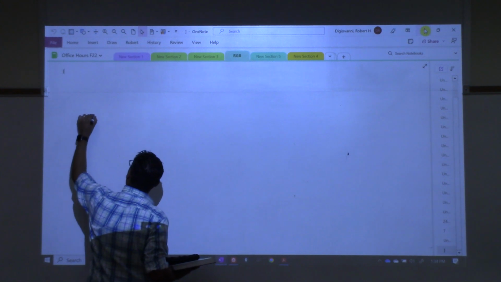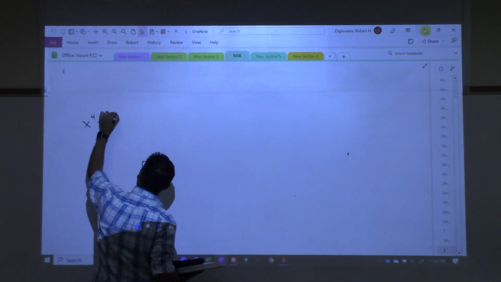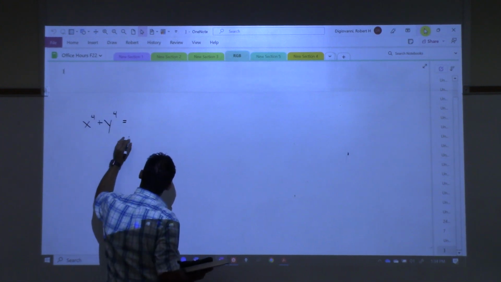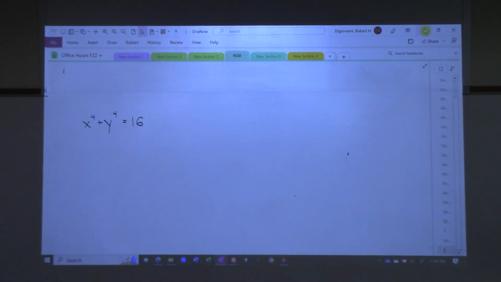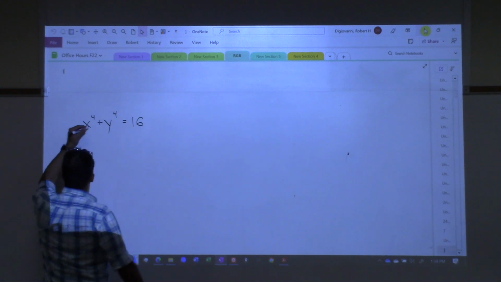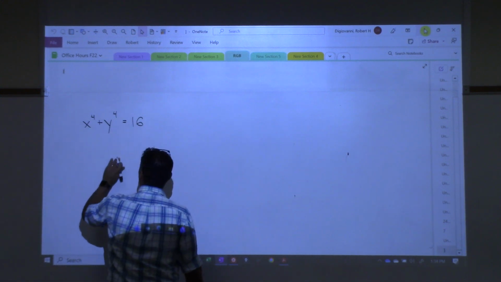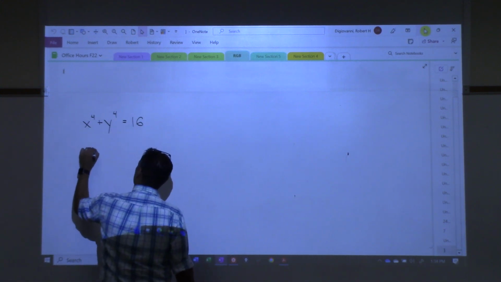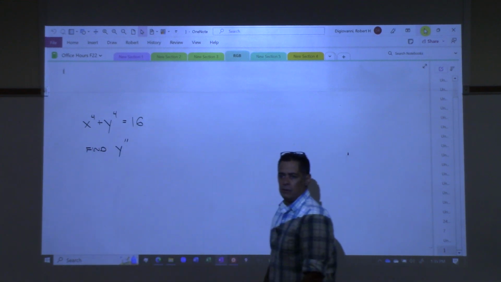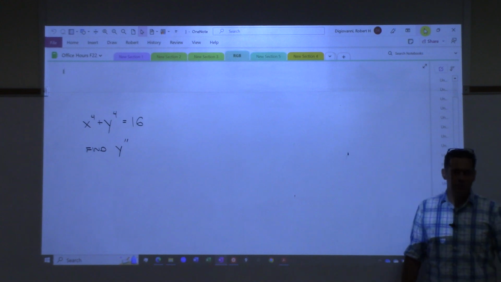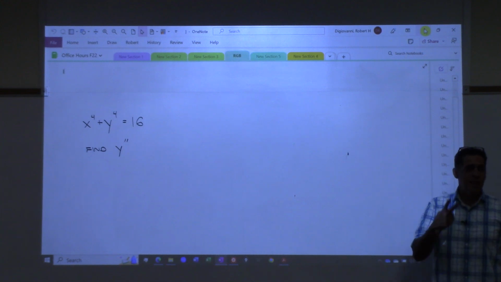X to the 4th plus y to the 4th equals 16. Which number is this? I'm kind of modifying it. This is number 28, but I'm kind of modifying it a little bit. So here's an implicit equation. Here's what I want. Find y double prime. Find y double prime, the second derivative.